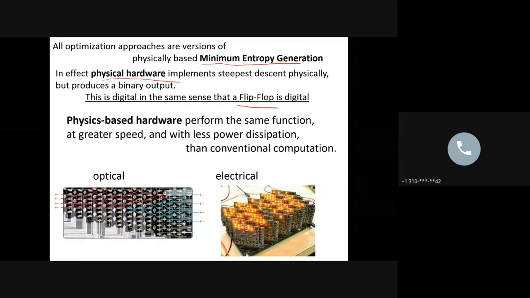What's the point of doing this with physics hardware if you can do these optimizations on a conventional computer? It's that the physics hardware will be at least 10,000 times faster and would consume at least 10,000 times less power, because it goes directly to the solution. It doesn't move the data from one register to memory and back and forth. It goes directly to the solution because it's following a physics principle laid out by Onsager in 1931.